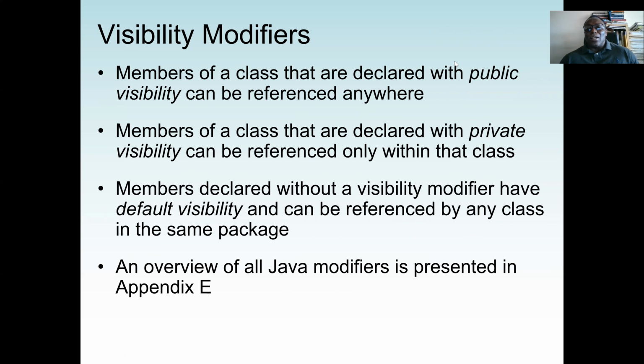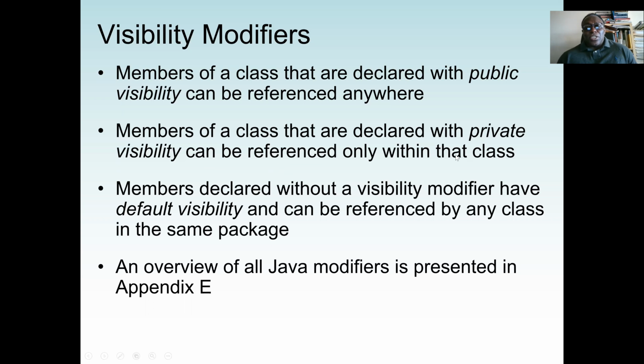Again, as we said earlier, members of a class that are declared with public visibility can be seen anywhere in the program. We're going to do a lab on this, where we may have a program with at least two classes and see how the concept works practically. Members of a class that are declared with private visibility can be referenced only within that class.